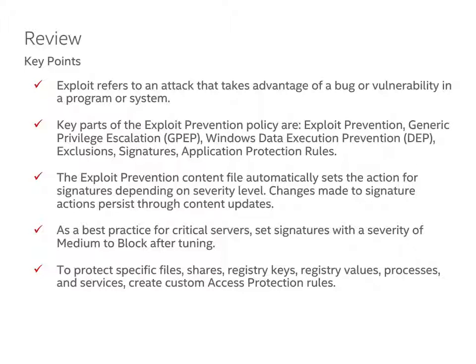As a best practice for critical servers, set the signatures with a severity of medium to block after you do your tuning. To protect specific files, shares, registry keys, registry values, processes, and services, create custom access protection rules.